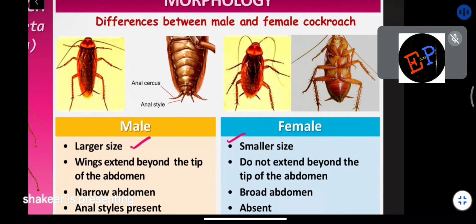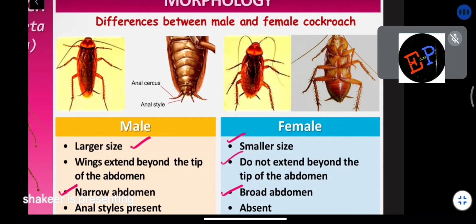It means the size of the wings is bigger, and they extend beyond the abdomen. But in the case of females, the wings are very short and do not extend beyond the tip of the abdomen. Clear? So the abdominal cavity of the male is narrow. The abdominal cavity of the female is broad. It means male cockroaches eat very little food, so that is why their abdomen is very narrow. But females have a broad abdomen, eating a lot of food.